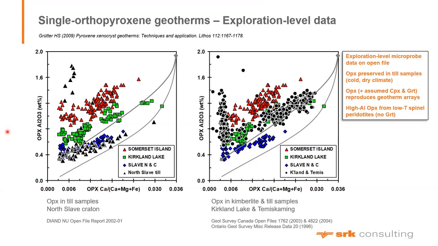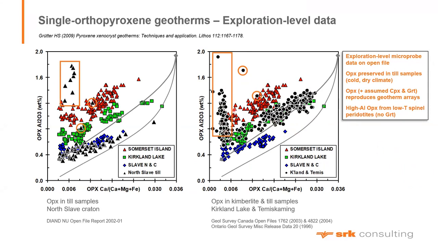And here are some examples of application just on the orthopyroxene side. These are orthopyroxenes that were recovered from till samples in the Northern Slave. Guess what? It matches the Northern Slave geotherm that we get out of xenoliths. These are orthopyroxenes that were recovered in till samples in the Kirkland Lake area and the Temiskaming kimberlite fields. Guess what? We match the underlying xenolith geotherm. But in addition, we see some other compositions here, high aluminum orthopyroxene compositions. Those ones come out of spinel-bearing peridotites. And because the garnet does not coexist with the spinel, the orthopyroxene composition changes, and it does not indicate pressure anymore.